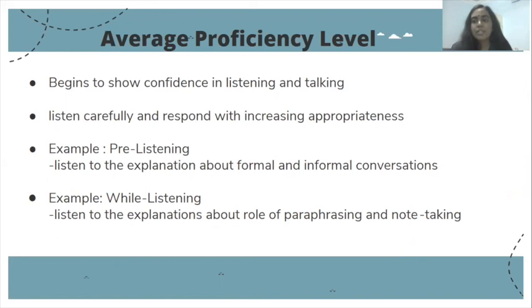The next is the average proficiency level, where students begin to show confidence in listening and talking. They also listen carefully and respond with increasing appropriateness. In the pre-listening stage, we gave a formal and informal explanation to the students with some questions to clarify, and they also learned how to talk in a formal and informal way. In the while-listening stage, they were given a video. They had to watch the video, act out the roles, paraphrase the dialogues, and present it orally to the other students in front of the class.